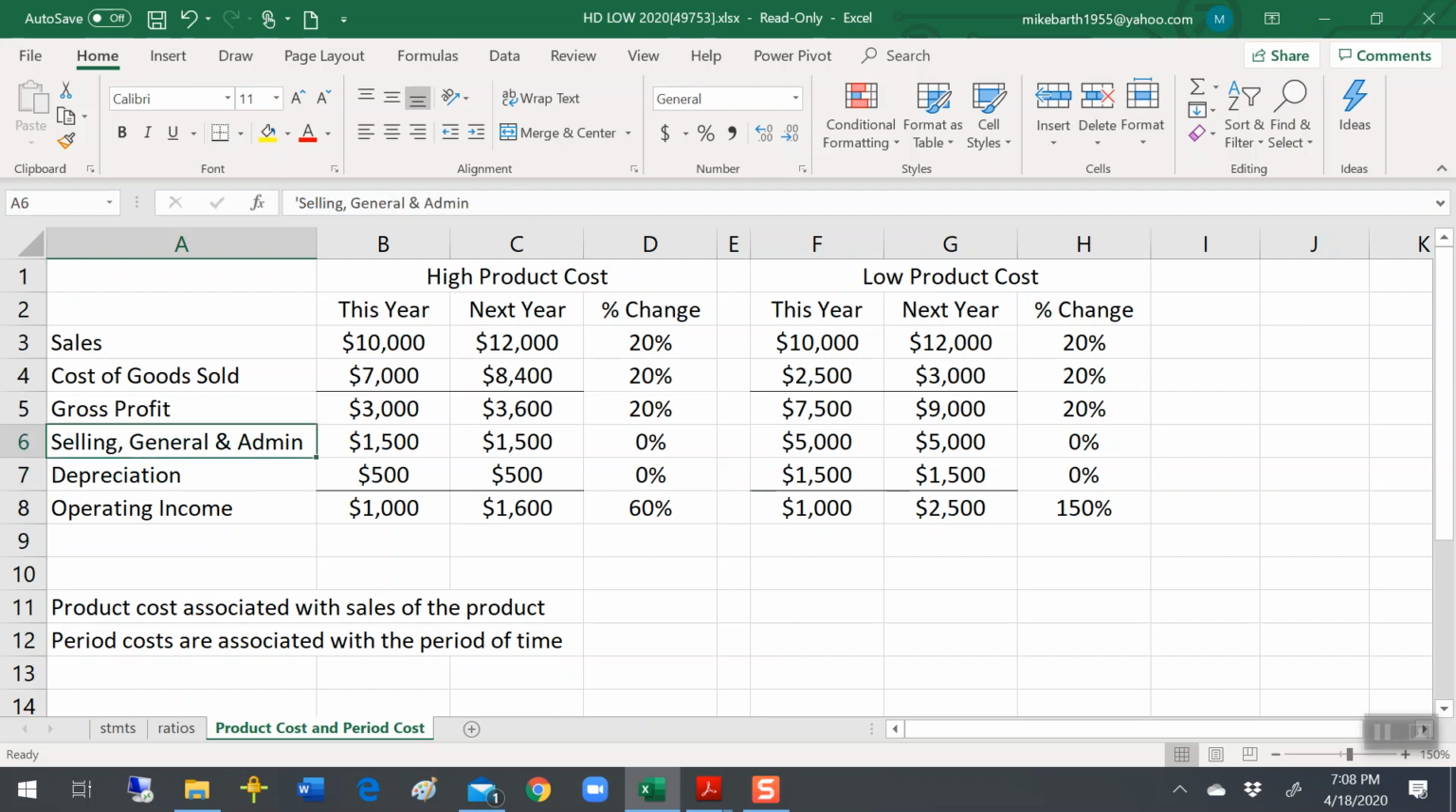Selling, general, and admin expenses are, generally speaking, the light bill, the rent on the building, and things of that nature that move independently of the level of sales. If you double the level of sales, you're going to double the cost of goods sold, roughly speaking. Okay, so the mix of costs actually affects how well the company responds to changes in business.